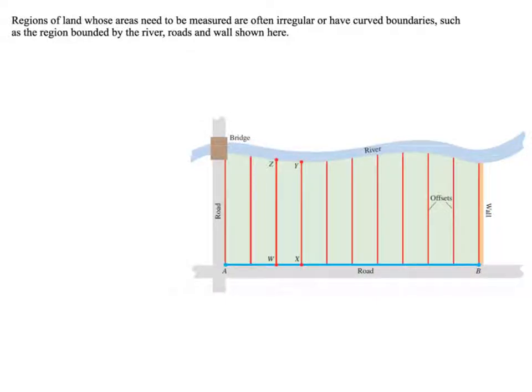Okay, so this lesson we're looking at the mid-ordinate rule and the trapezoid rule. Basically, we're looking at measuring regions of land that are irregular, so they have curved boundaries. And so you can see in the diagram here, we often have things like rivers, etc., bounded by roads that give us some straight sides and some curvy sides.